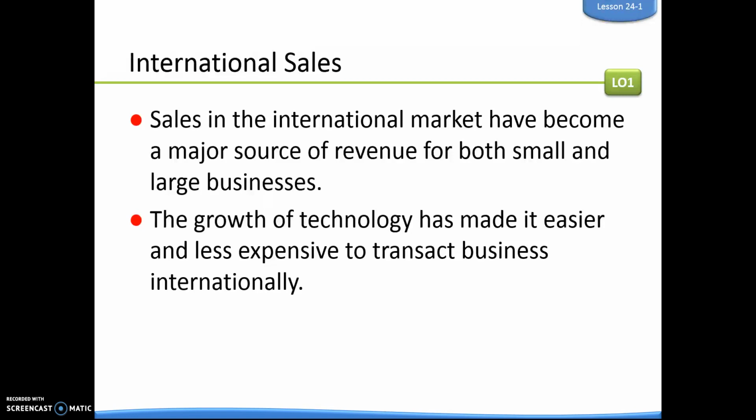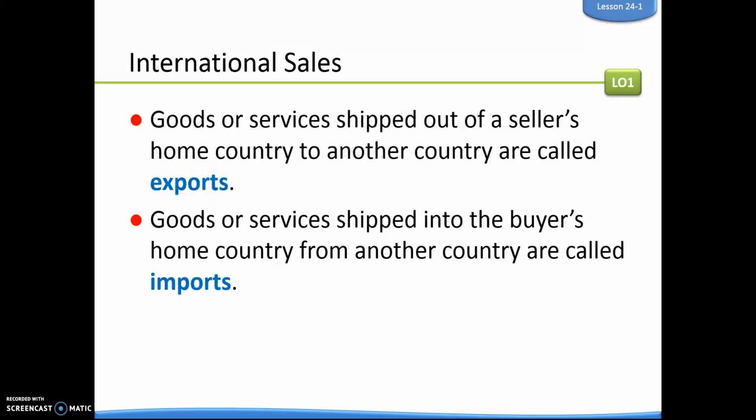With international sales, the fact that they have begun to expand majorly as a source of revenue for both small and large businesses is something to take note of. The main reason that is happening is simply because the growth of technology has made it easier and less expensive to do those transactions internationally.